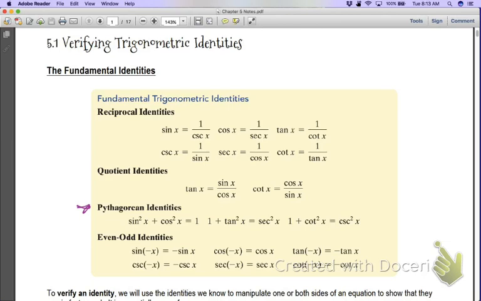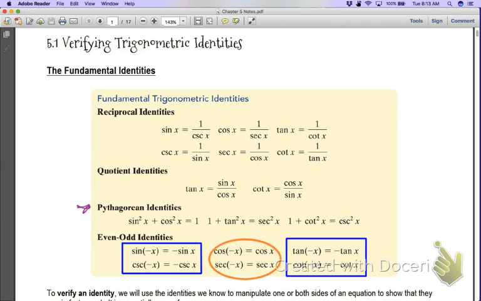The odd ones are those where if you plug in a negative, you get a negative: tangent, cotangent, sine, and cosecant. Whereas with cosine and secant, if we plug in a negative value, we still get the positive form of it. That really didn't change. Again, these are all things that we've seen at some point. Most of them, especially the second half, we really haven't worked much with.